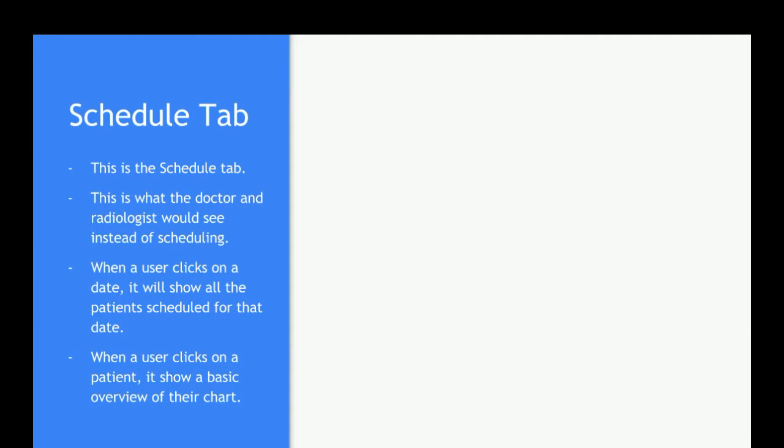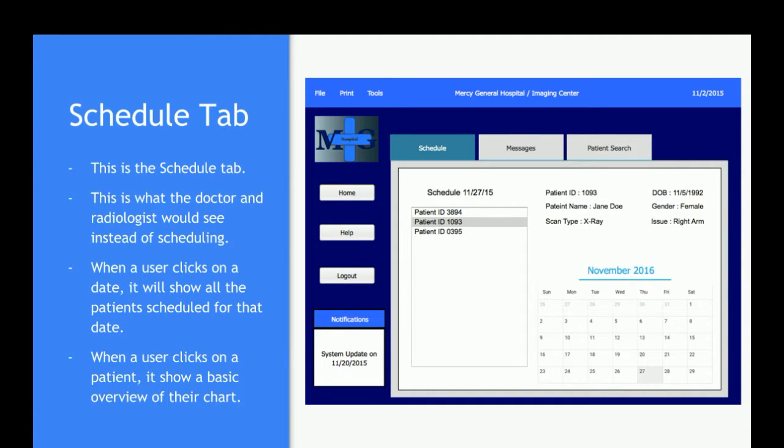This is the tab view that would allow users, such as a doctor or a radiologist, to see what the imaging schedule looks like. The user can click on a certain day and see what patients are scheduled for that particular day. When a patient's ID is selected, a quick overview of the patient information will be given.